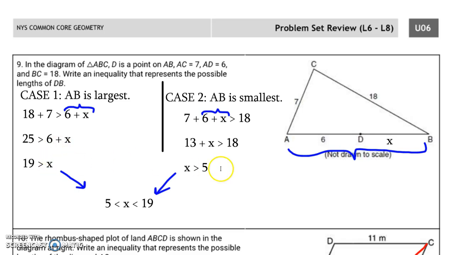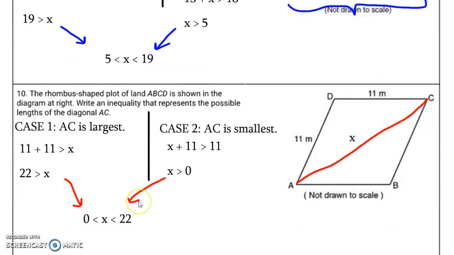Both of those inequalities get solved for x, and then we say, well, x has to be less than 19, that's here, and x has to be greater than 5, that's here. Same thing goes for the second problem.